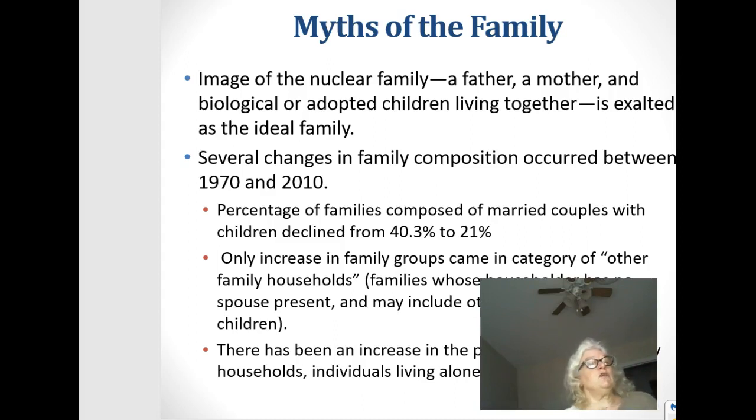But several changes in family compositions have occurred, and we see the percentage of families composed of married couples with children have declined. Now, that's easy to walk into, isn't it? Because we've just covered aging, and we know that there are significant numbers of families that are husband and wife couples that are still existing and aging that no longer have children. So we see the decline of children. We also see the increase of family groups with category of other families.